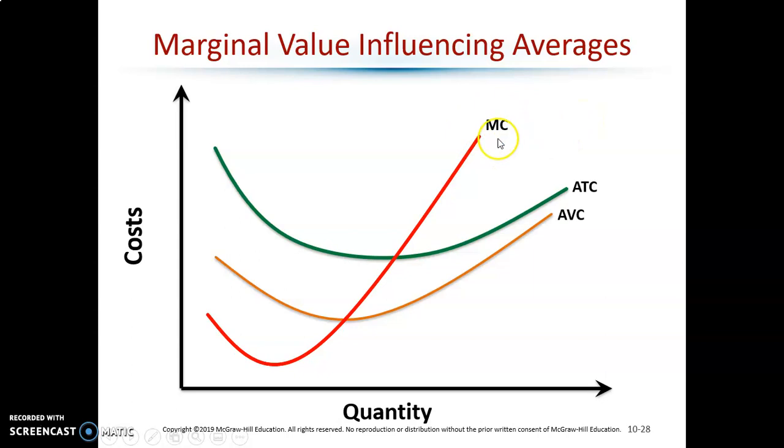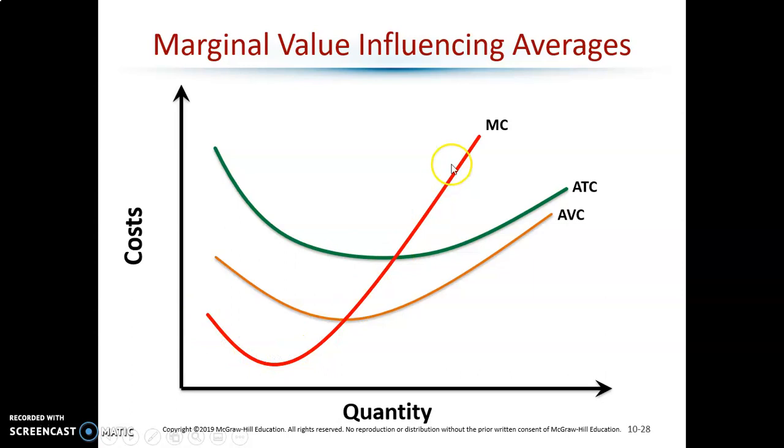Now contrast that to the marginal cost. The marginal cost starts out beneath all the rest of them. And then it cuts through first the average variable cost, then it cuts through the average total cost, and then it just keeps going up after that. All of these points of intersection are important, and they're going to be important for different reasons.